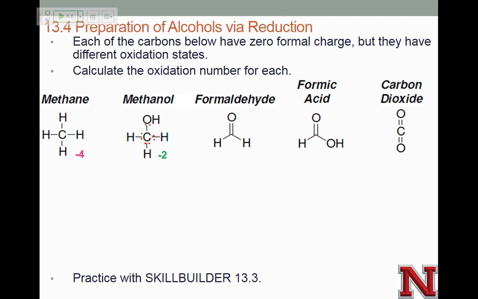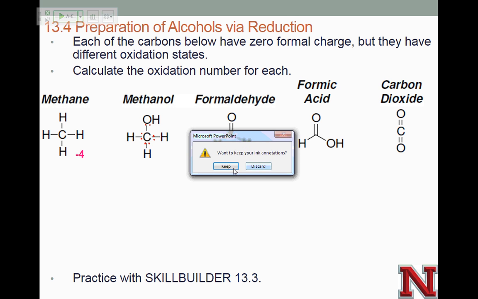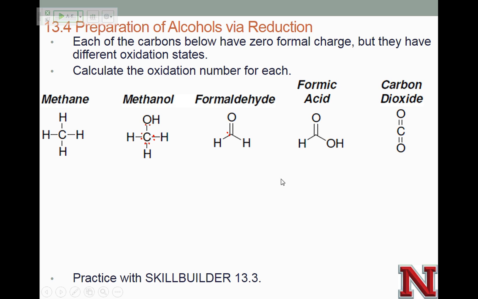Now in formaldehyde, we have carbon-hydrogen, so those electrons are going to be on carbon. But what about the bond between carbon and oxygen? How many electrons do we have in that bond? How many bonds do we have between carbon and oxygen? So how many electrons? 4. All those electrons are going to go on which atom? Oxygen. So that means carbon has 4 electrons. How many should it have? 4, so its oxidation state is 0.